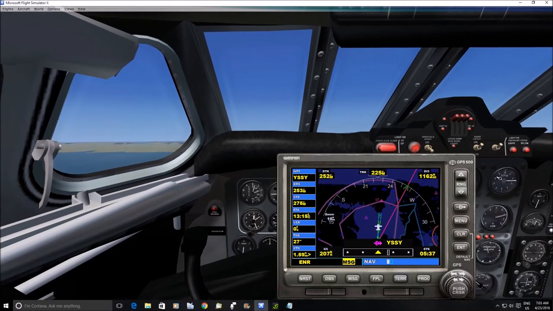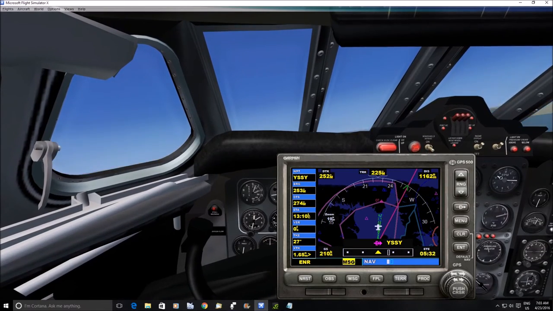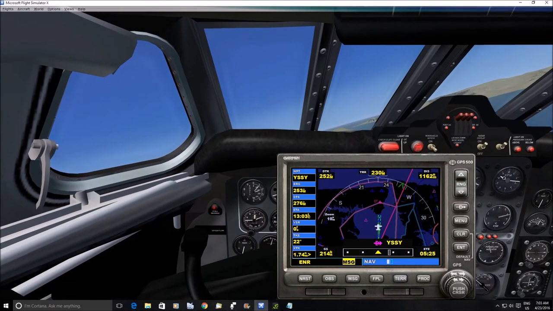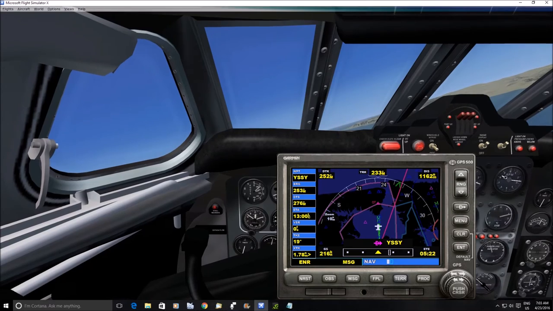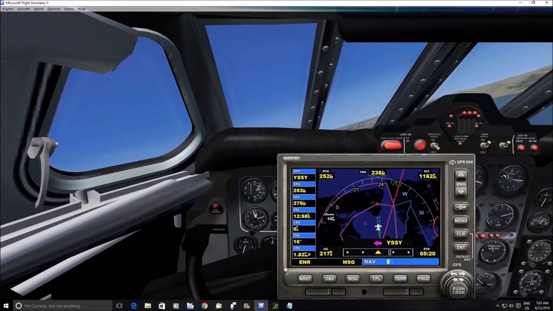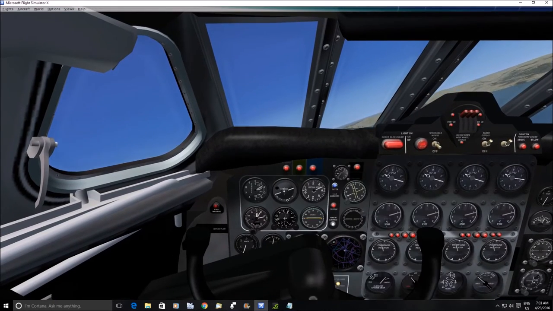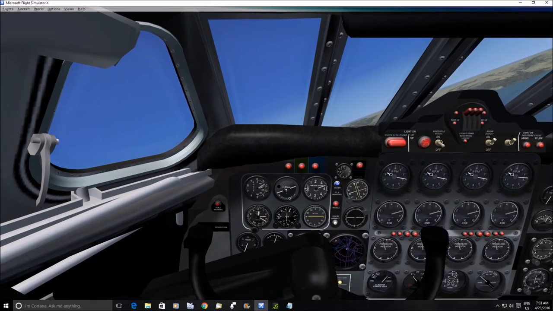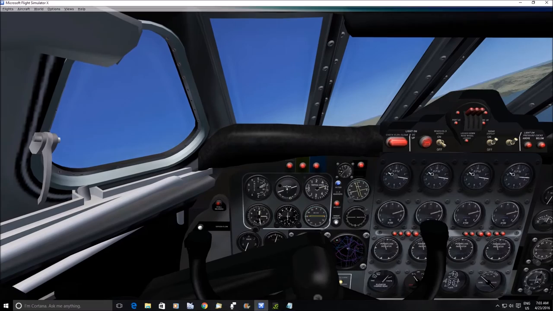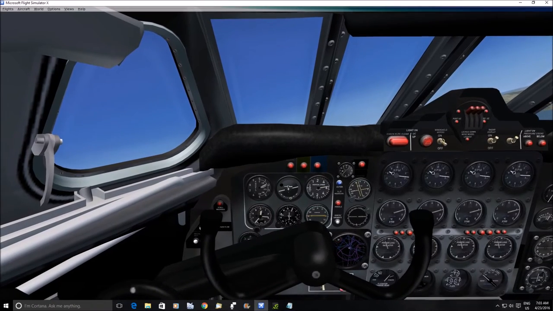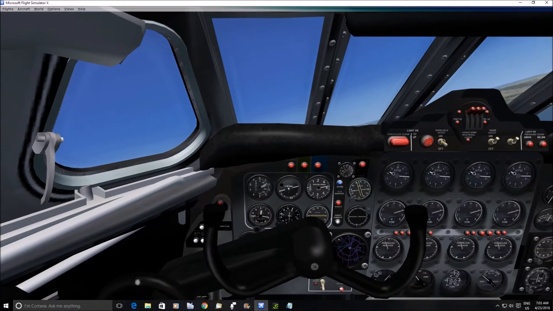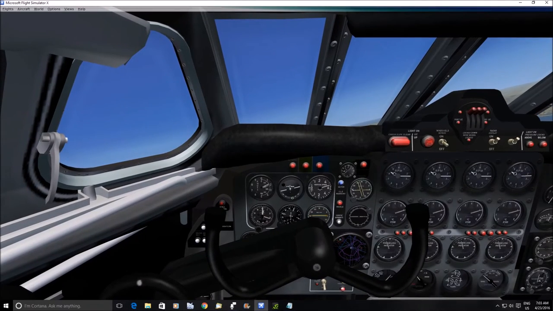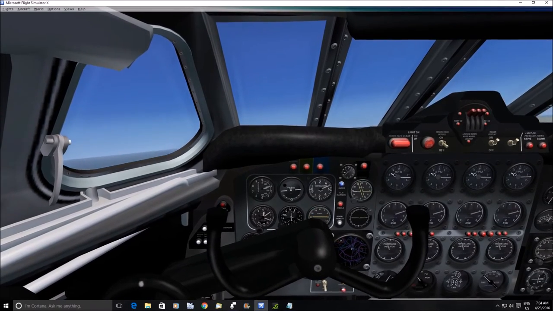Let's see here, I got my GPS. 1,100 miles to Sydney. So I hope you guys like how the airplane handles now. Performance will be unaffected. I didn't change anything with the main drag parameters. So climb performance, level speed performance, all that will be unaffected.